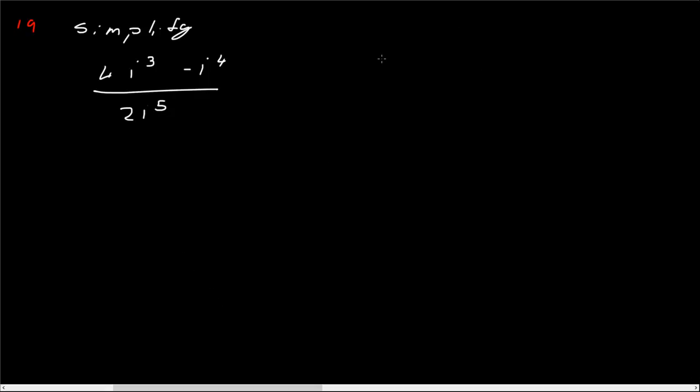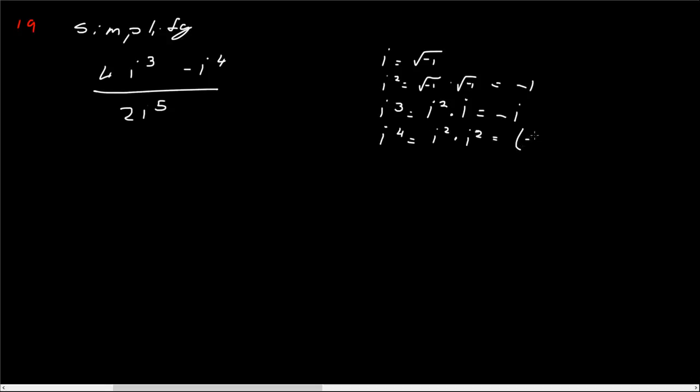Okay, so i is equal to root minus 1. i squared equals root minus 1 times root minus 1, which is equal to negative 1. i cubed equals i squared times i, which is therefore equal to minus i. i to the 4 is going to be equal to i squared times i squared, which is equal to minus 1 times minus 1, which is equal to 1.